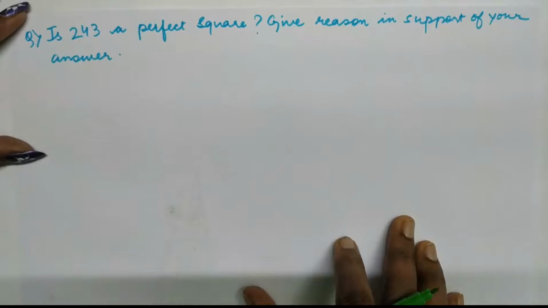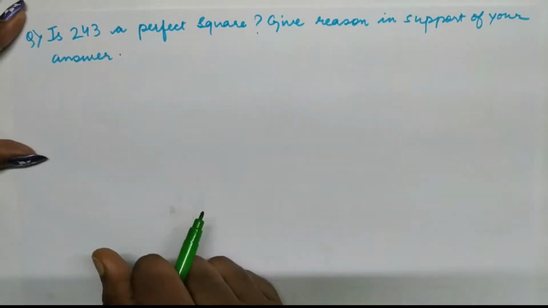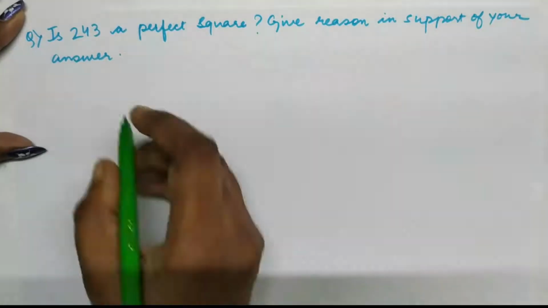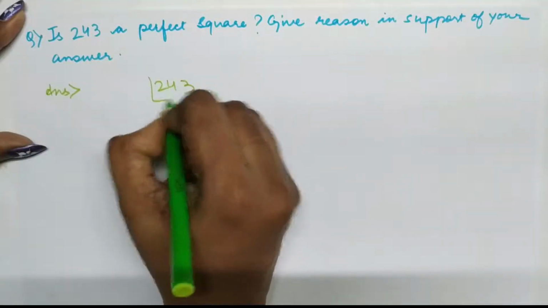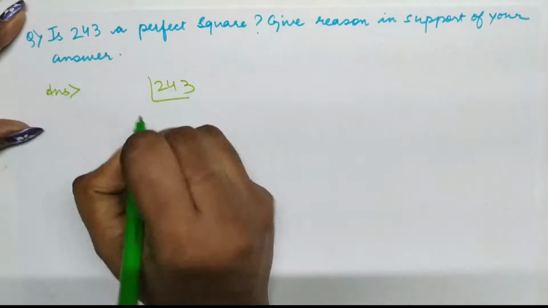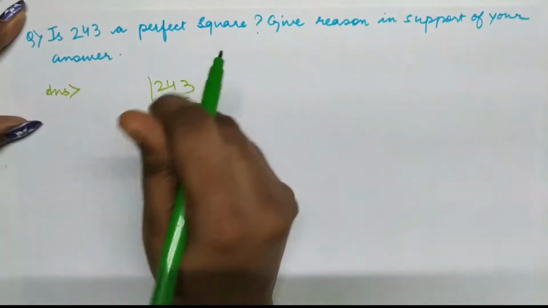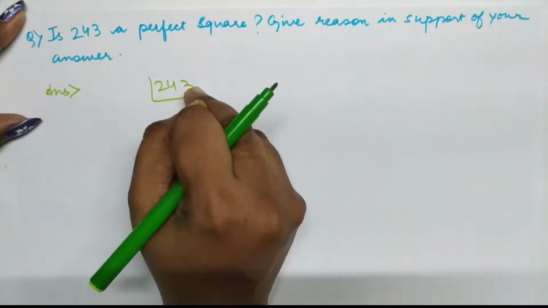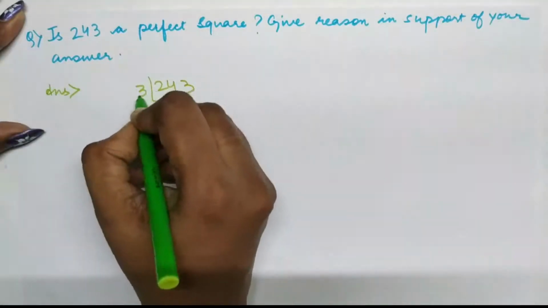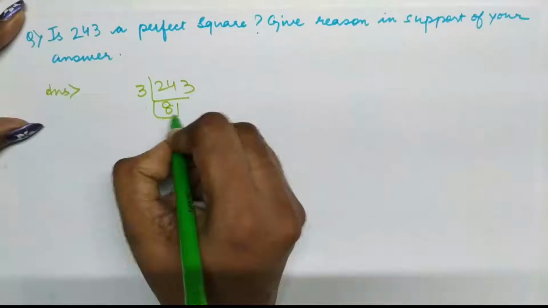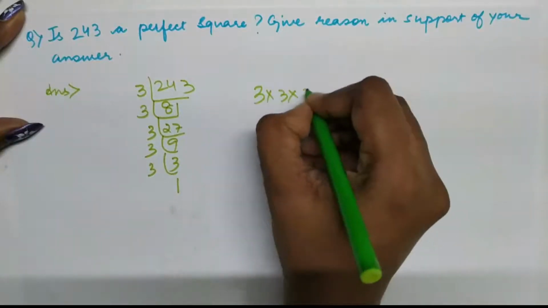Here the question is: is 243 a perfect square? Give reason in support of your answer. So always do the prime factorization. As it is odd, we cannot divide it by 2. So we'll add the digits and check whether we can divide it by 3. So 2 plus 4 plus 3 is 9, yes. 3 into 81 is 243. Now let us write the product.